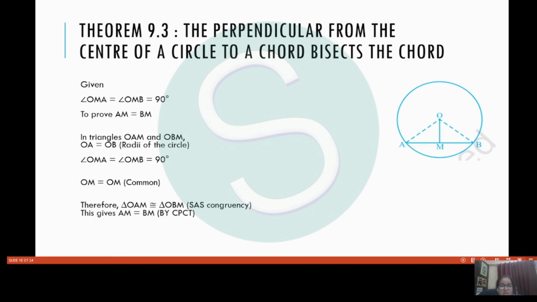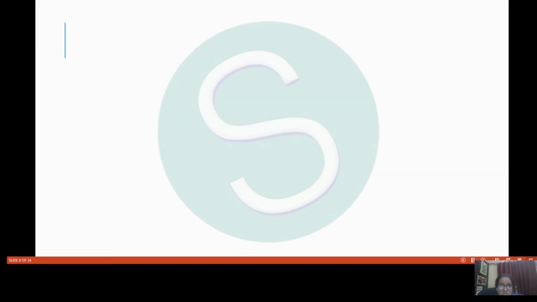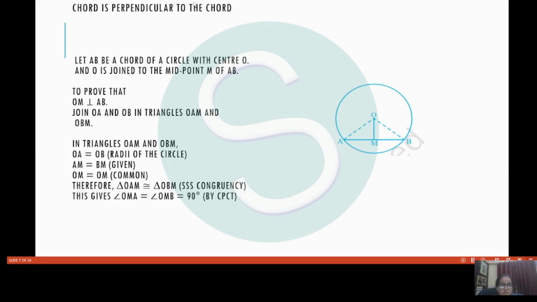First theorem is: the perpendicular from the center of a circle to a chord bisects the chord. This theorem is the converse of the theorem which we did in the last class. The theorem was that a line drawn from the center of a circle to bisect a chord is perpendicular to the chord. We have done this question in the last class, and now we are supposed to do the converse of this theorem. In that theorem, it is given that OM is a bisector of AB and we have to prove that it is perpendicular to AB.